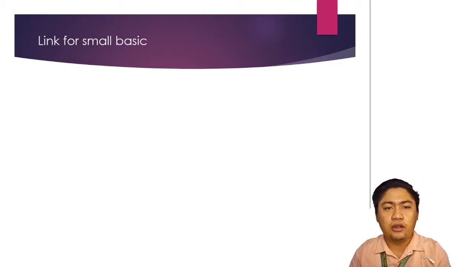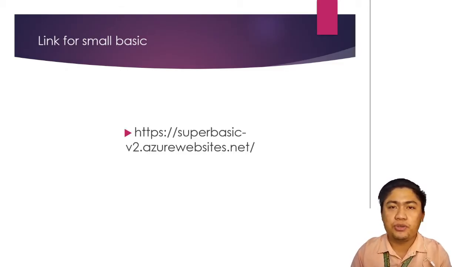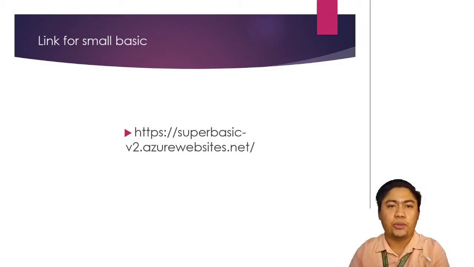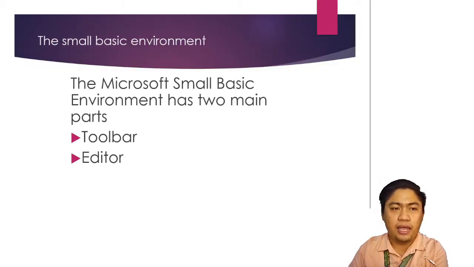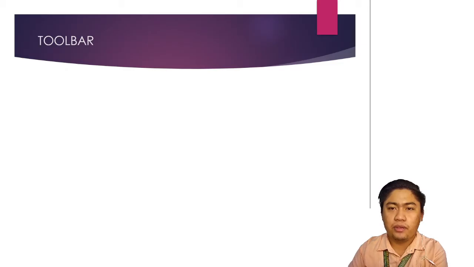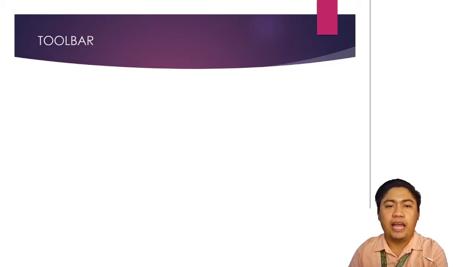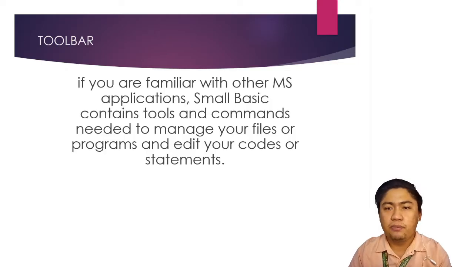Now, to install Small Basic, we can go to this website, or we can use Small Basic as an online generator. The Small Basic environment has two main parts. We have the toolbar and the editor. For the toolbar, if you are familiar with other Microsoft applications, Small Basic contains tools and commands needed to manage your files or programs and edit your codes or statements. A statement is every line of instructions in a program when you use Small Basic. So you will learn more about statements as you go through the succeeding lessons.